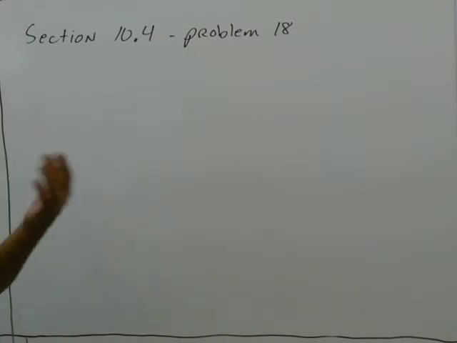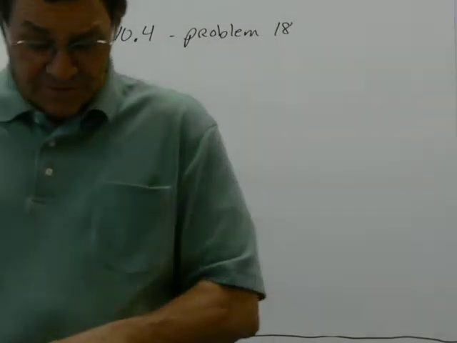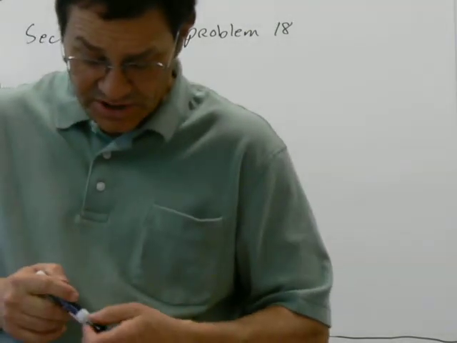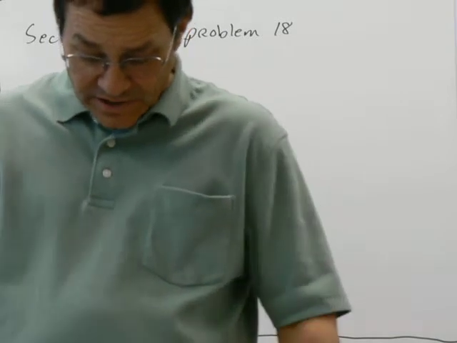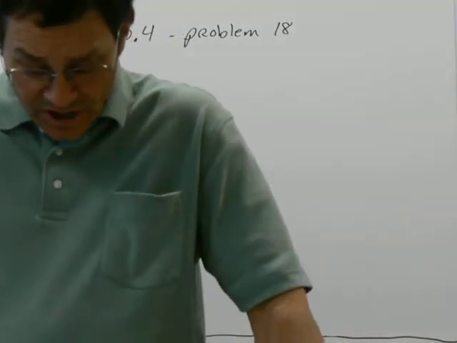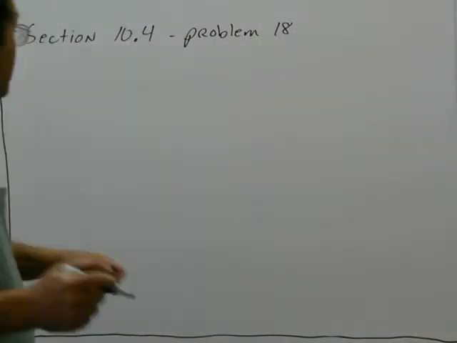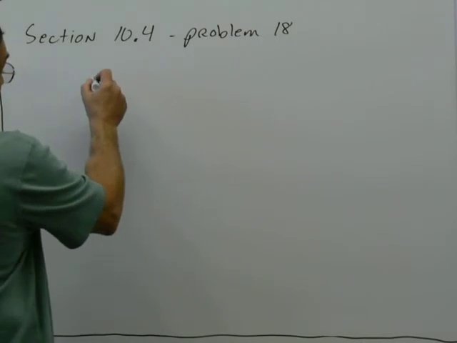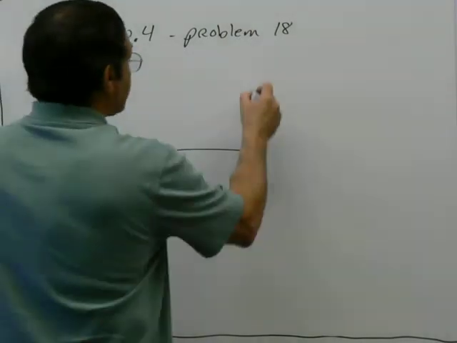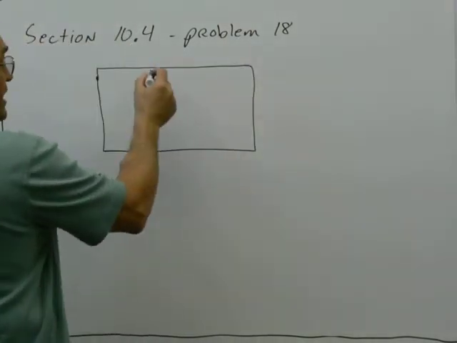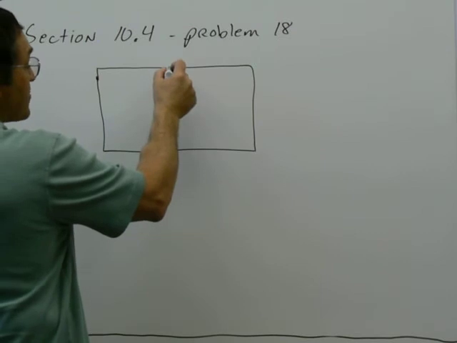So how do you put together the problem? We're doing problem 18. In the text, the book says that we have a tract of land from which we're going to take and divide into two parts. It's a rectangular plot of land. It looks something like this. And I'm going to take this plot of land and divide it into two parts.